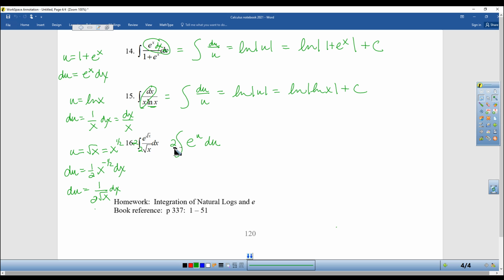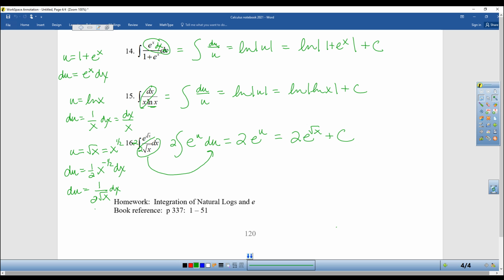So the 2 on the top stays. I only added that to get that 2 on the bottom. The integral stays. I now have e to the u, and all of this is my du. Now I have a nice easy format. I'm going to feel like I'm not doing anything, but the integral of e to the u, if I have du, is just e to the u. And this becomes 2e to the square root of x plus c.